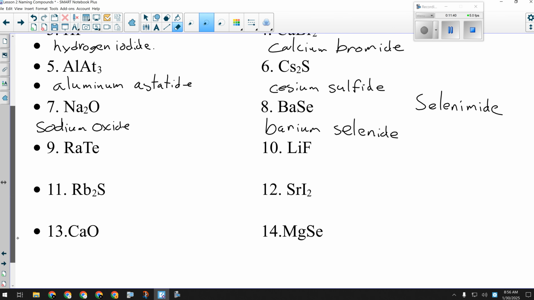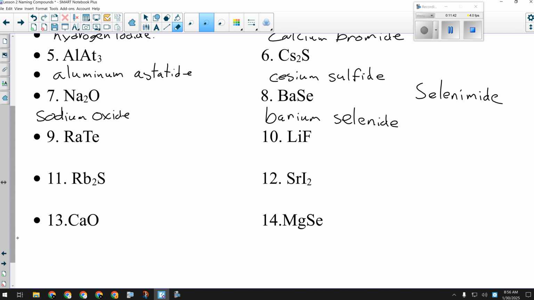Okay, number 9. What does Ra stand for? Radium. Radium, yep. Telluride.